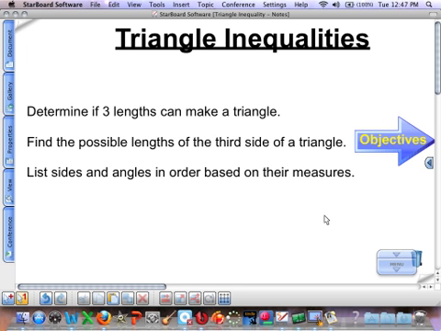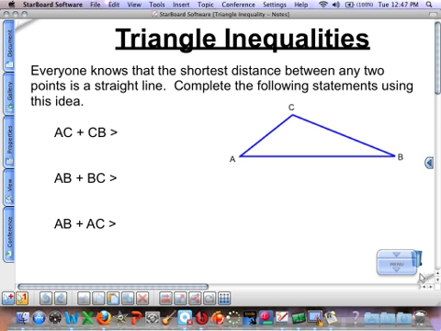So what we're going to do today is talk about that first bullet first, and then we'll talk about how to actually find possible lengths of the third side. And then we're going to learn how to compare two different angles and sides. So don't put your Inspires away. We will be needing those. But let's go ahead and move right into what we were just talking about here.